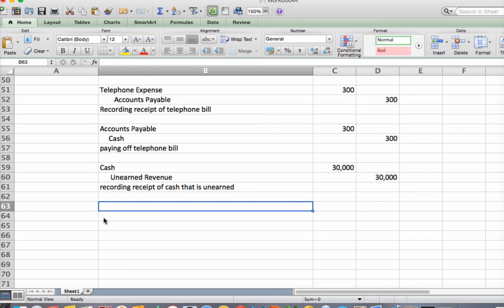Okay, and again, down the road, obviously, we're going to eventually earn that money. I know we had a question on one of the quizzes that was like this, and this is what I wanted. And what a lot of you put was the entry that showed what happens when you actually earn the money. Okay, so when you actually earn the money, you want to reduce the liability.